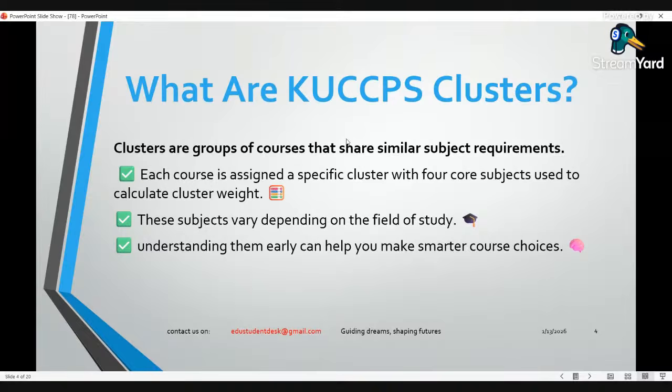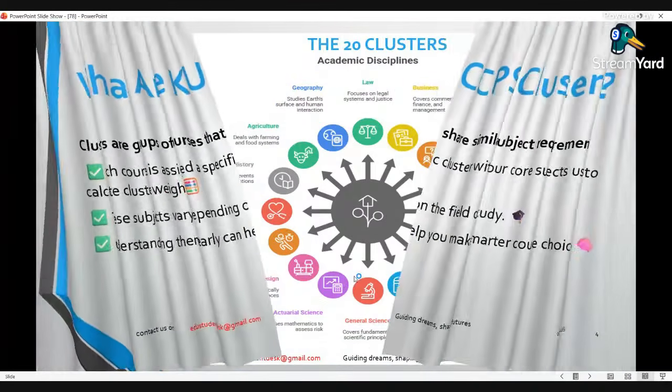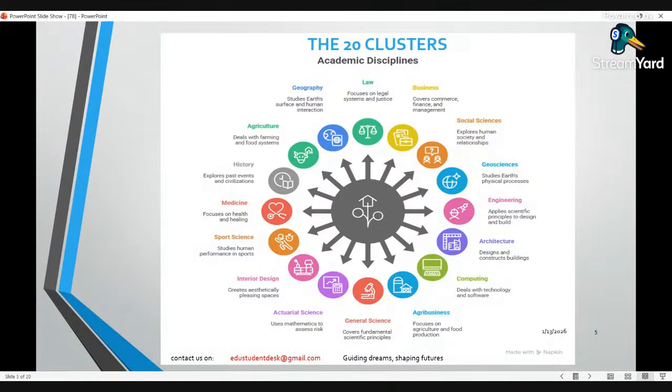So let's move next. We are moving to the 20 clusters. For example, law is cluster 1. We count it going clockwise. So 1 is law, business courses is 2, social sciences and journalism is 3, geosciences. I can break it down in a simpler manner. So cluster 1, it's about law, basically. Cluster 2, business, hospitality related. If you like accounting, tourism, it belongs to cluster 2.